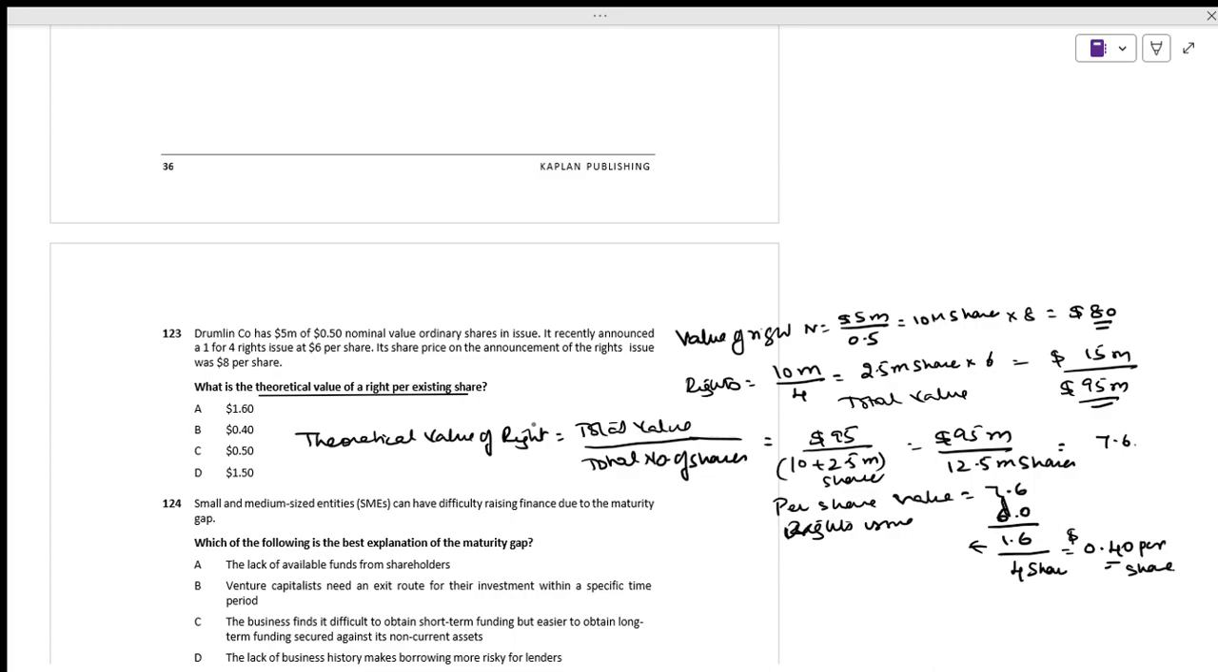Again, I will explain. The value of the shares is 80, and the rights is 2.5 million times 6, 15. Total value is 95. Divide 95 by the total number of shares, 12.5 million, and it is 7.6. From the 7.6 we deduct the rights issue price, 6. The difference is then divided by how many shares they are issuing. For every 4 shares they issue 1 share.